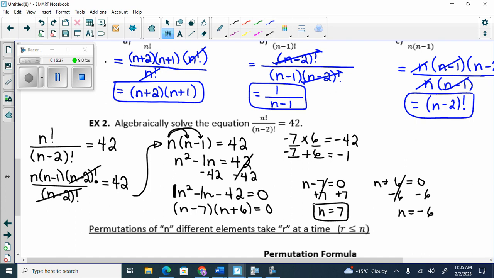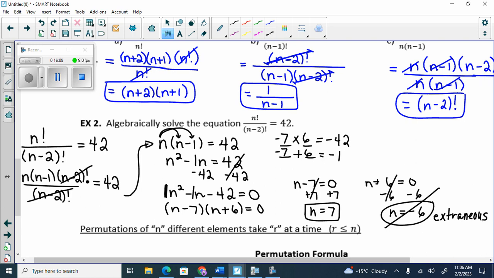If I plug this one in, I get negative 6 factorial. I can't go anywhere lower than 0, technically. So negative 6 factorial can't happen. So we circle this one. You have to circle it, put a line through it, which means you've just said, okay, I can get that answer. It doesn't work, and it is extraneous. So the answer you would pick is 7, right?